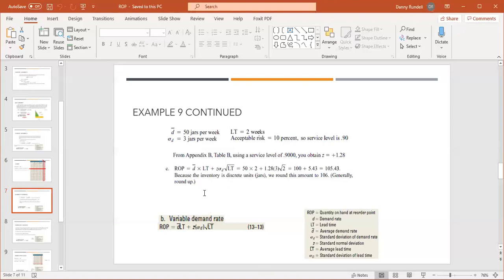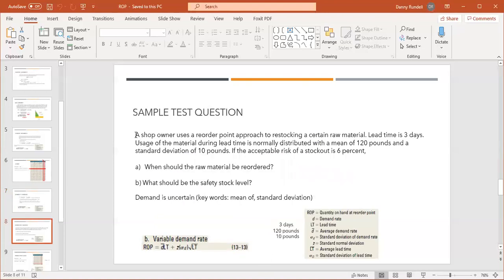So our sample test question now. This is a sample of a test question. A shop owner uses a reorder point approach to restocking a certain raw material, whatever that may be. Lead time is 3 days. Usage of the material during lead time is normally distributed with a mean of 120 pounds and a standard deviation of 10 pounds. So that's our clue that demand is variable here. There's not just a set amount that's used. It's 120 and it could deviate by 10 pounds. At least that's the standard deviation.